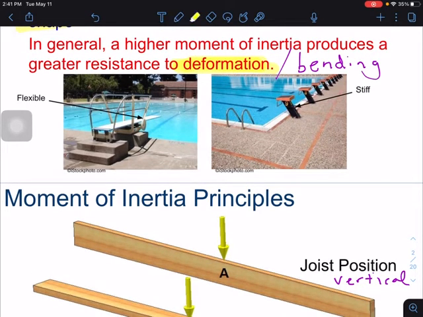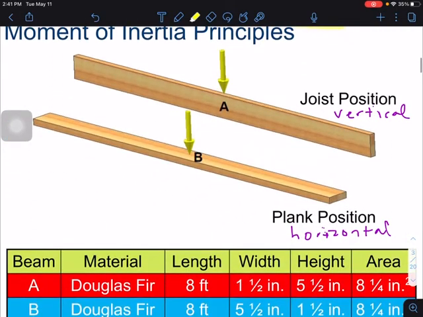The one on the right here, this one is a diving platform which swimmers would use as a starting platform to dive into the water, and it has very little deformation or bending that happens. It's very stiff. Moment of inertia, principles.